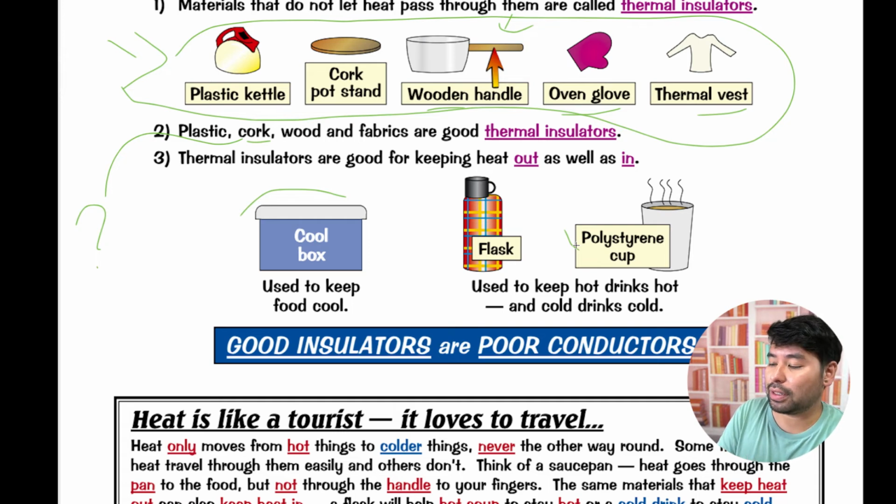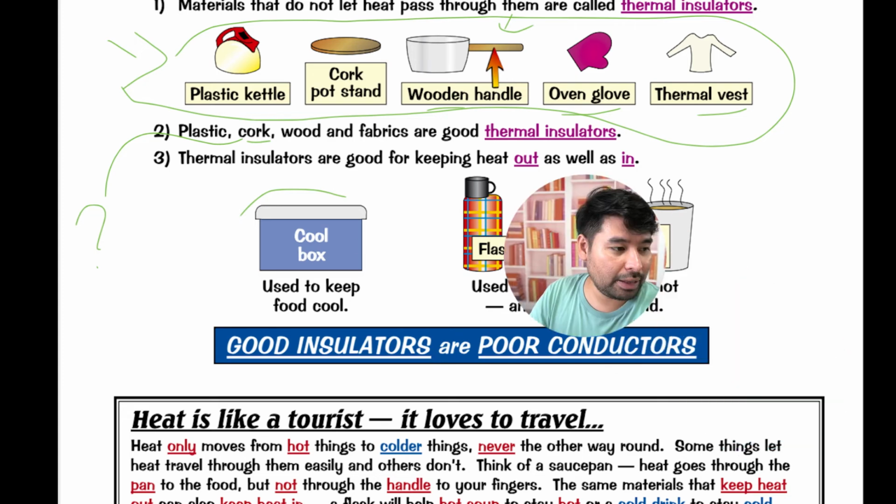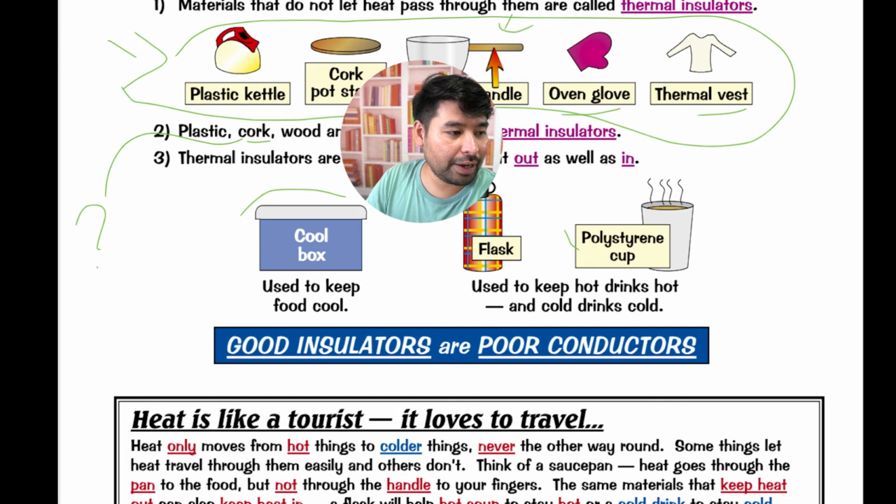So, but the point is, the flask and polystyrene cup, they are used to keep hot drinks hot and cold drinks cold, yeah, for a longer time. That is the point. Is it going to stay on that temperature forever? Of course not, right? But it gives an idea. So, and then we go here for the final part.